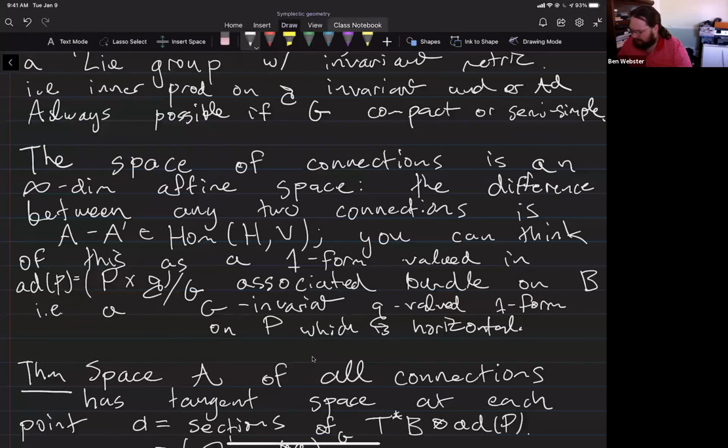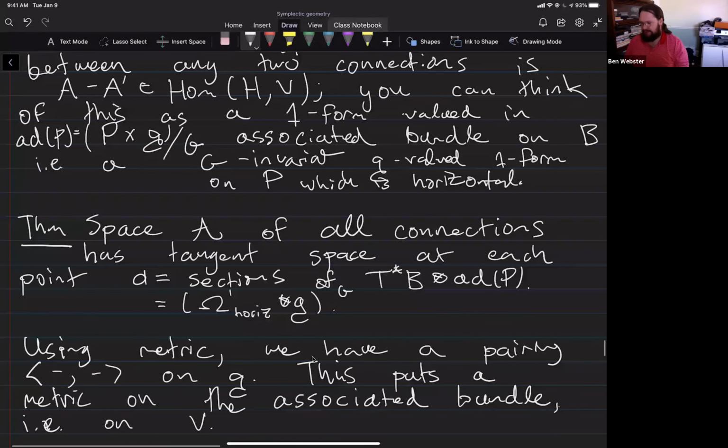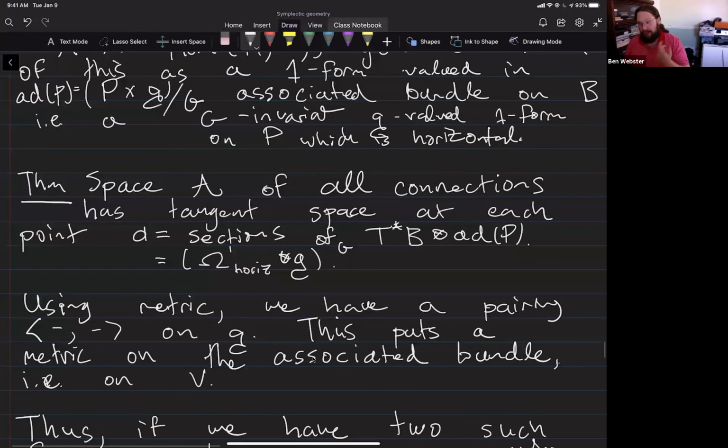So this means that the tangent space to the space of all connections at any point is an affine space. If I want to move in any direction, I just add an infinitesimally small one form of this type. Either you can think of that as a section of the cotangent bundle tensored with this associated adjoint bundle, or as a horizontal one form that's G invariant and G valued upstairs, which is just a fancy way of writing sections of this bundle.